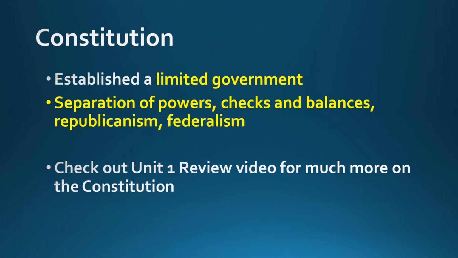We then move on to the Constitution, which established a limited government. So it said, here are the things that the federal government can do. If it's not mentioned here, then it belongs to either states or to the private citizens, to the people. Some of the basic ideas that they put into this government included separation of powers, checks and balances, the idea that it's a representative form of government, and federalism, so dividing power between national, state, and local governments.